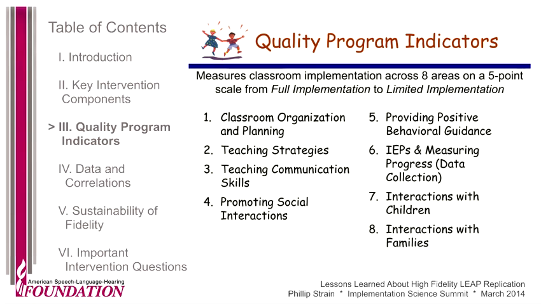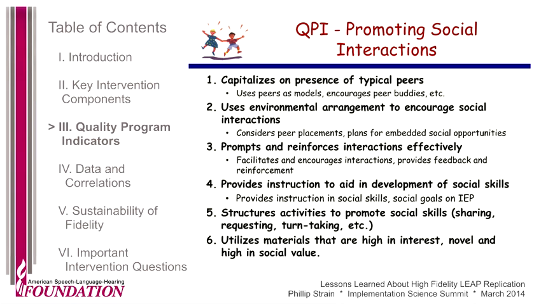Just to give you a better idea, let's drill down a little bit and look specifically at the promoting social interaction component. So it has 6 indicators, and each of these indicators is measured on a 5-point scale from minimally implemented to fully implemented. For example, capitalize on the presence of typically developing peers. Well, are you setting up a situation where peer models are readily available? We have a specific system that we call peer buddies, and we look to see that that's implemented across settings that it's appropriate to be implemented in, and so on and so forth.